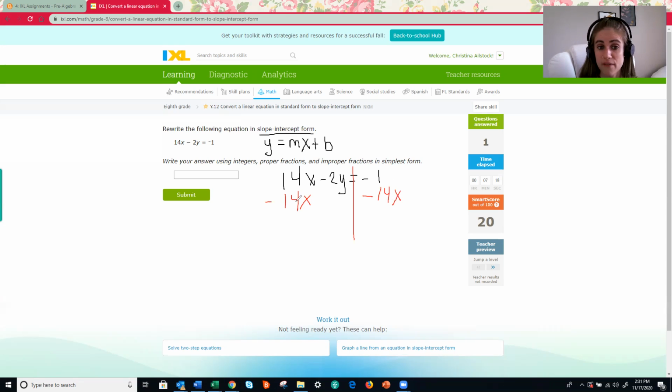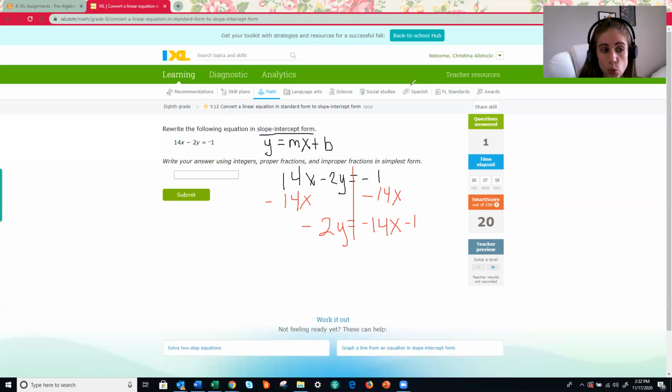14x minus 14x, they both have x's, so they're like terms, so I can do the subtraction, which is 0. So negative 2y, don't forget about that, equals. Right over here, I have negative 1 and negative 14x. Can I subtract them? Nope, they're not like terms. That negative 1 does not have an x. Therefore, they're not the same, which means we just need to write it out. So negative 14x, and then it's a minus 1.